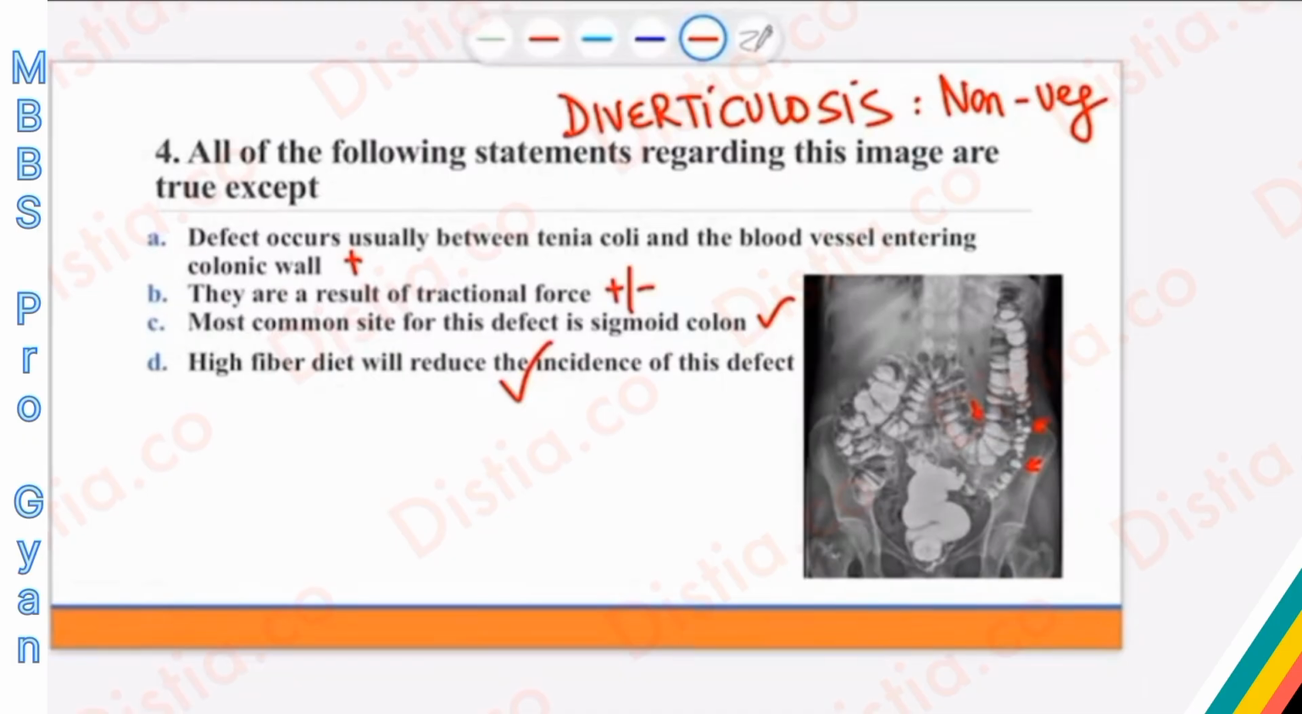Between options A and B, now I need to make an informed decision, because option A looks like a decent statement. Let's read that again. The defect occurs between the taenia coli, on the exterior part of the gut, and blood vessels entering the colonic wall. What is the significance of these blood vessels entering the colonic wall? It is obviously the blood supply of the intestines from outside. What I am trying to highlight is that in diverticulosis, you are aware of a condition by the name of diverticulitis.